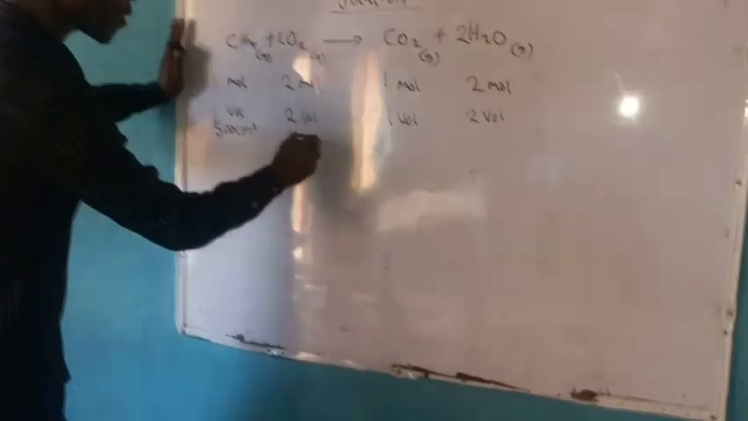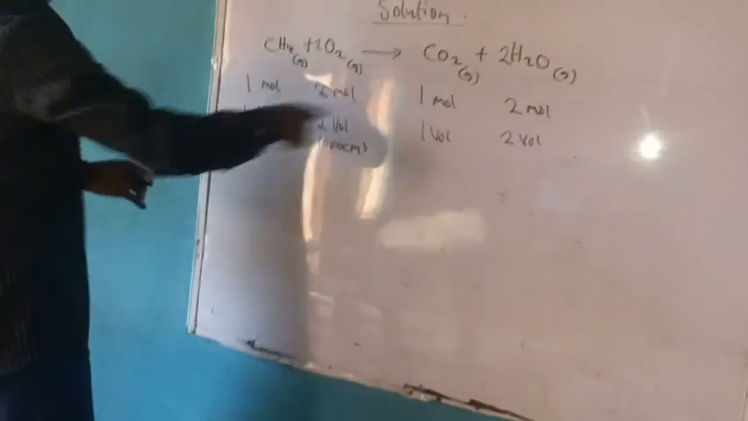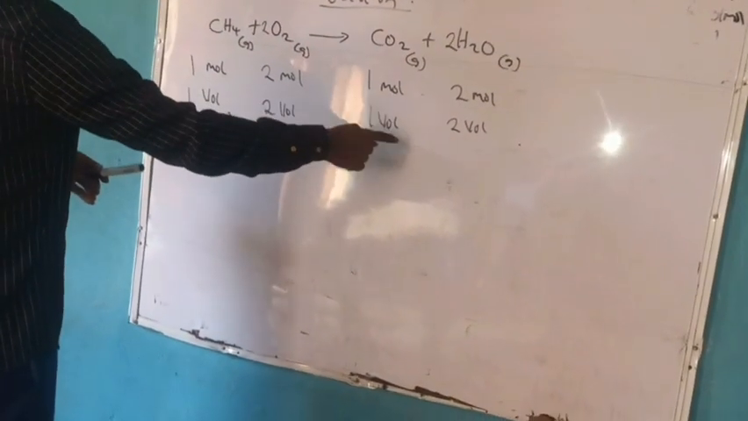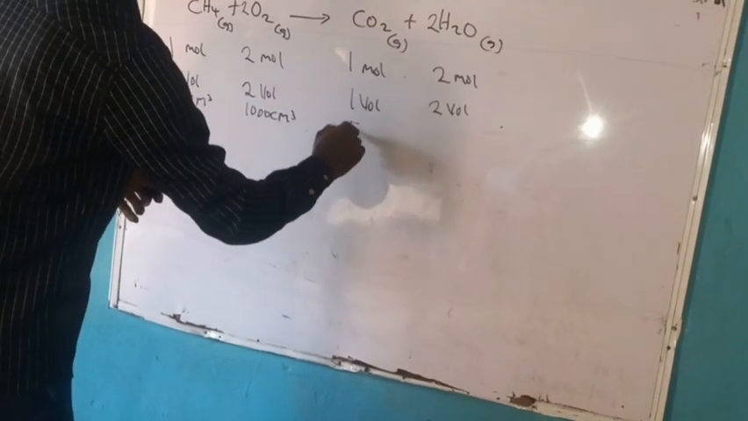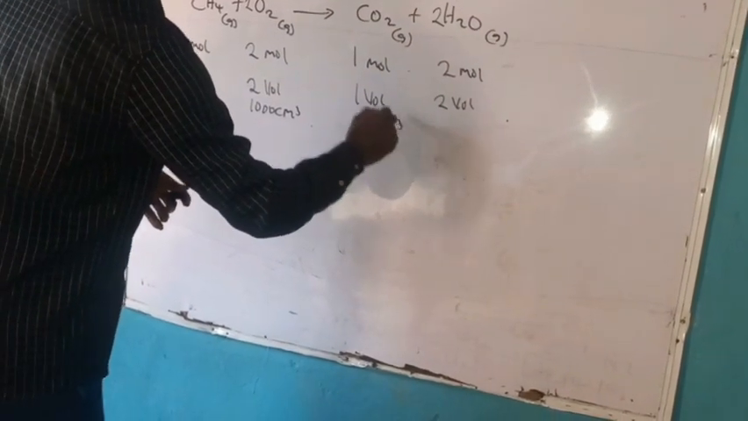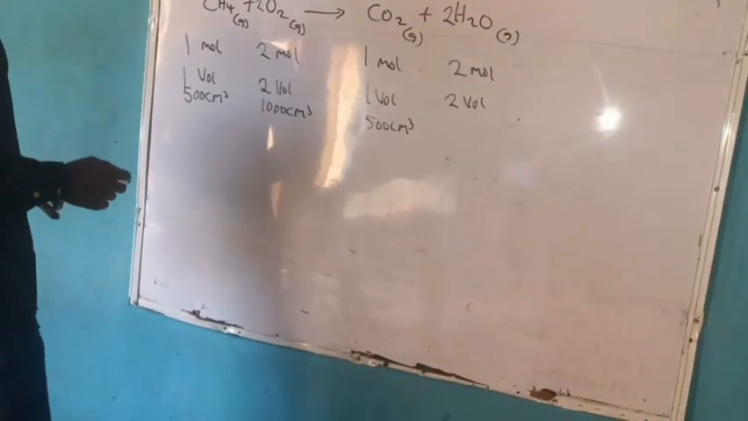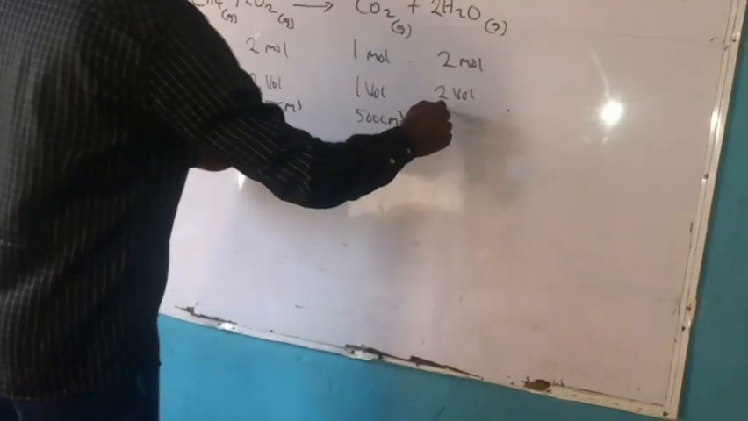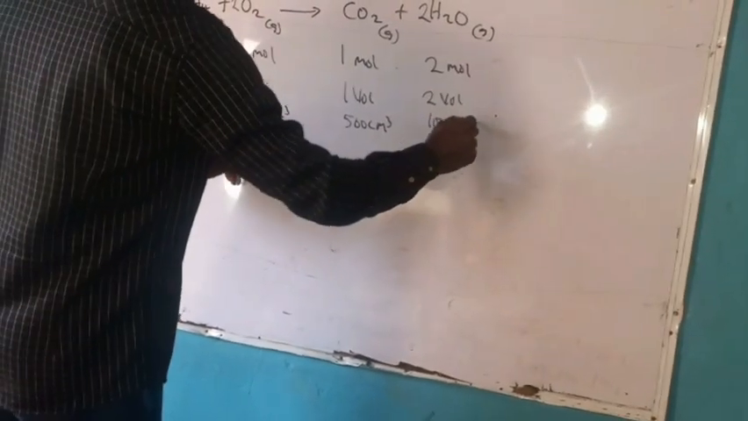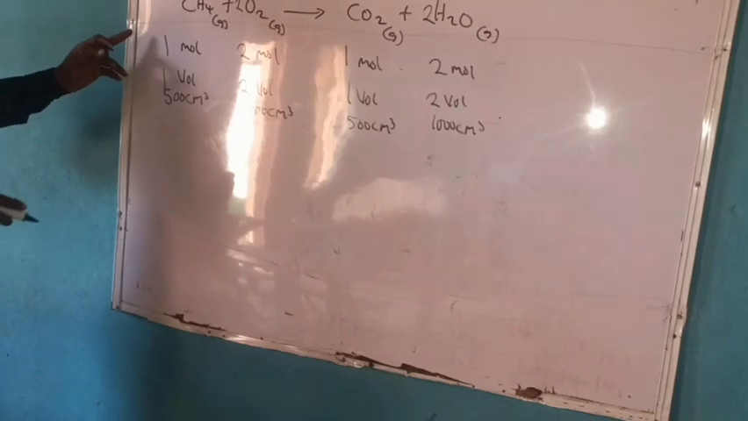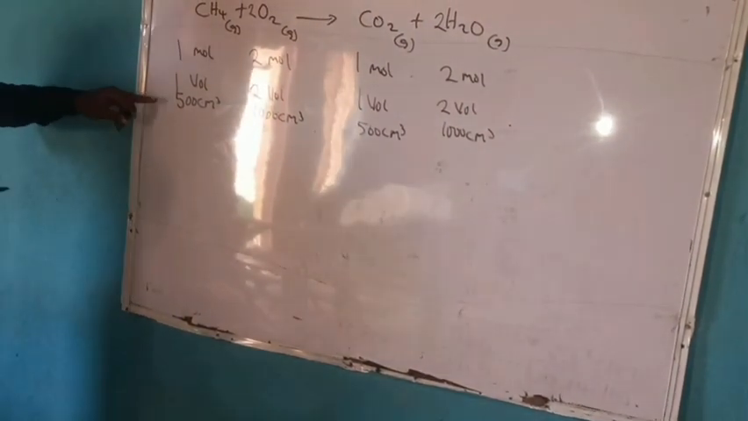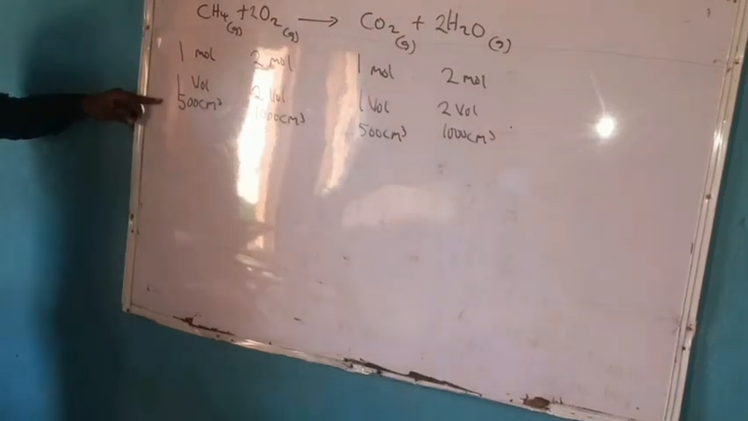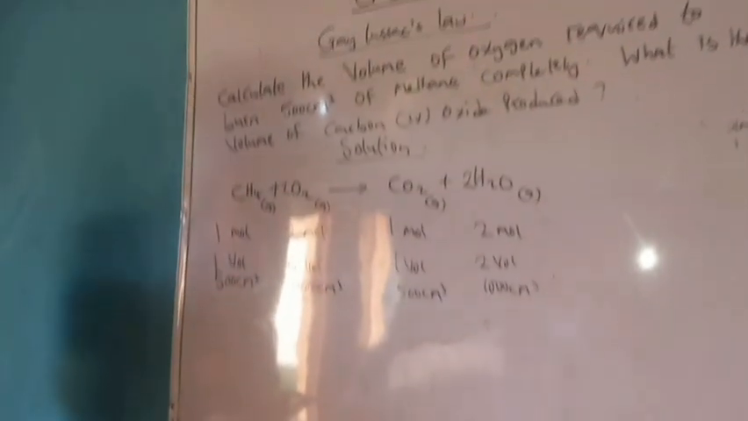1,000 centimeter cube. Now the next thing is, what is the volume of CO2 produced? It's also 1 volume. And what is 1 volume? 1 volume is 500 centimeter cube. And then what is the volume of steam produced? Is also 1,000 centimeter cube. So this is the reacting mole. This is the combining volume, and this is the reaction.